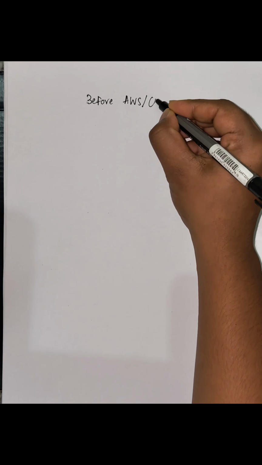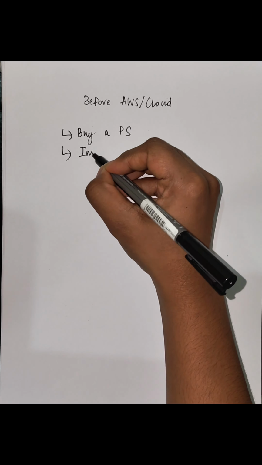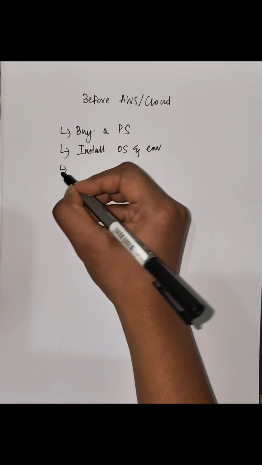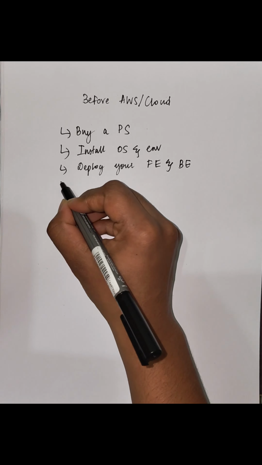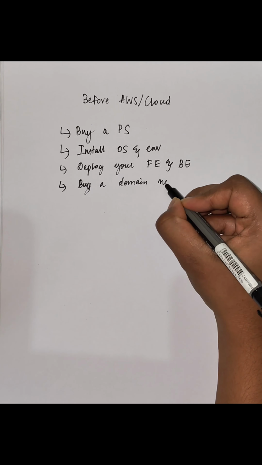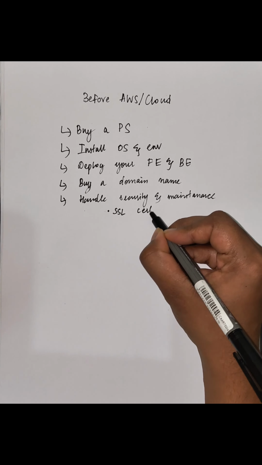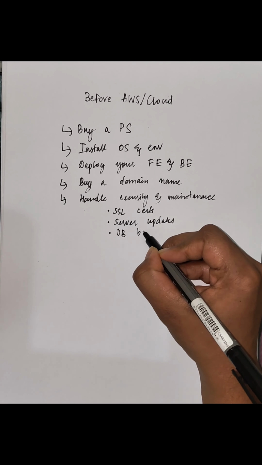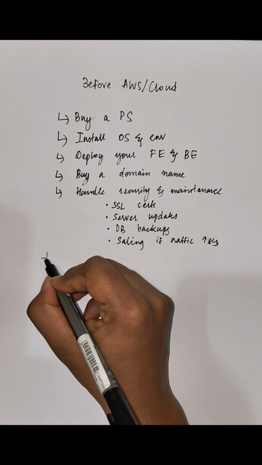Before AWS, everything was manual. To host your app, you had to buy a physical server, install the OS and environment, deploy a React frontend and Node backend, buy a domain name, handle all the security and maintenance yourself, like SSL certificates, server updates, database backups, scaling if traffic increases. Everything you do today with one click in AWS was manual back then.